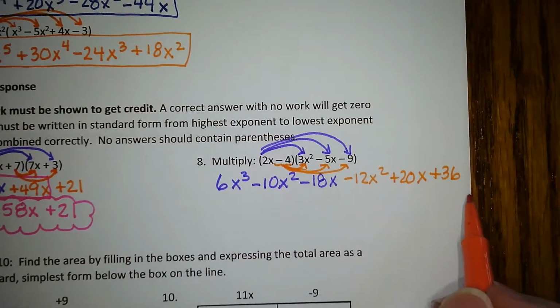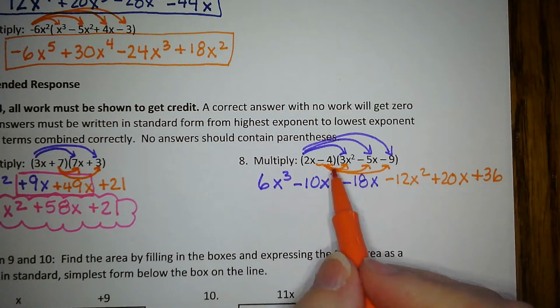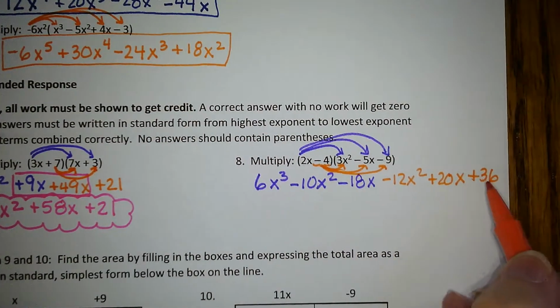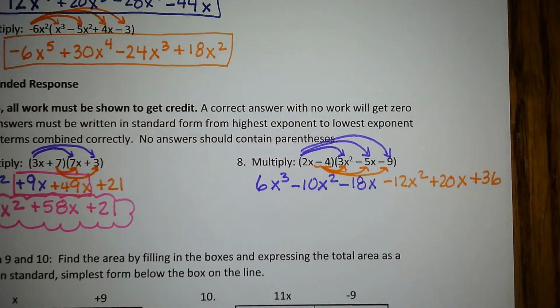It's at this stage where we have multiplied everything out. So I should have 3 terms from the top, 3 terms from the bottom. So there's 6 things here. And then what's going to happen is I need to combine my like terms correctly.